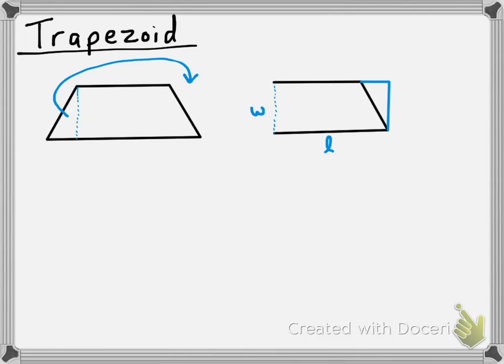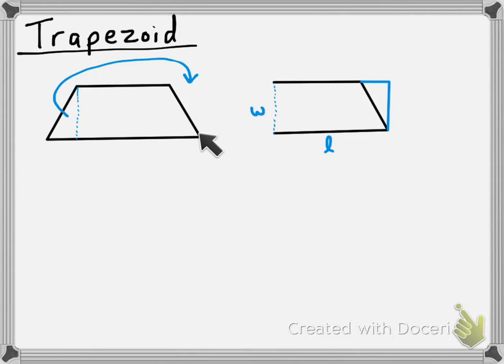Because notice, last time the parallelogram was easy because when we moved it, the length of the bottom was still the same. But on this one, we actually had to flip part of the bottom up to the top to make it a rectangle. So that's what makes this one a little more difficult.